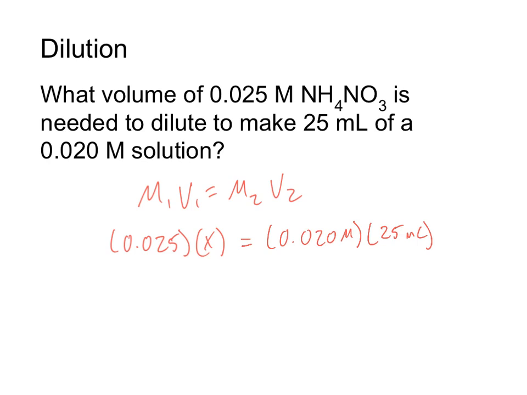We solve for X, and we find that we need 20 milliliters. And so in other words, if I take 20 milliliters of my 0.025 molar solution, and I dilute that 20 milliliters to 25 milliliters, I will then have a 0.020 molar solution.